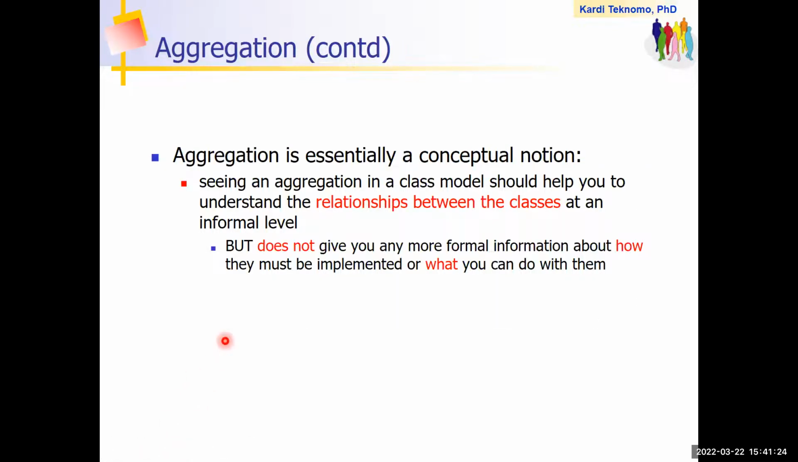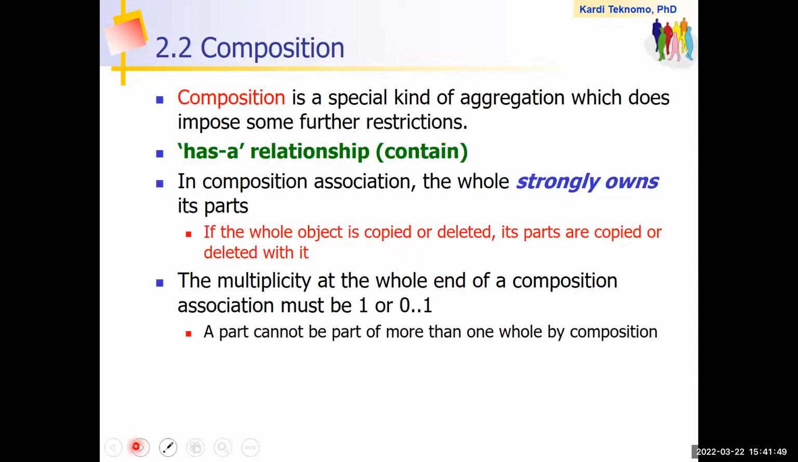Now, aggregation is a conceptual notion. Seeing an aggregation in a class diagram should help you to understand the relationship between classes at an informal level. But it doesn't give you any more formal information about how they must be implemented. It's just a concept that you want to tell the others about. So the second relationship is called composition.